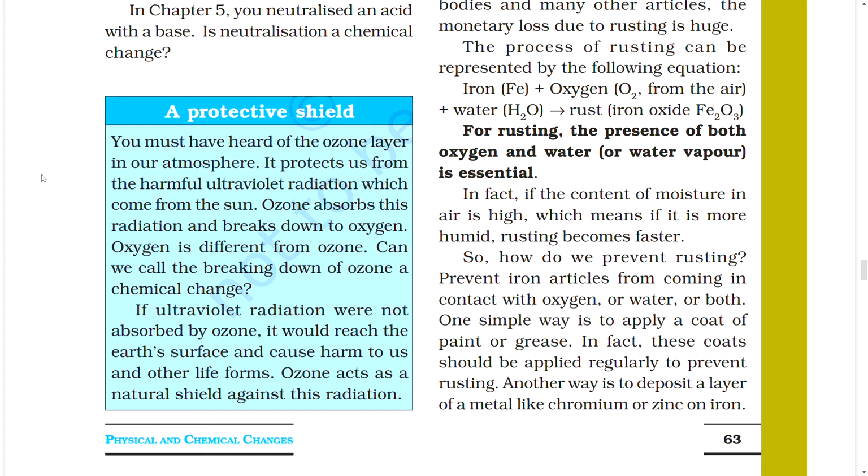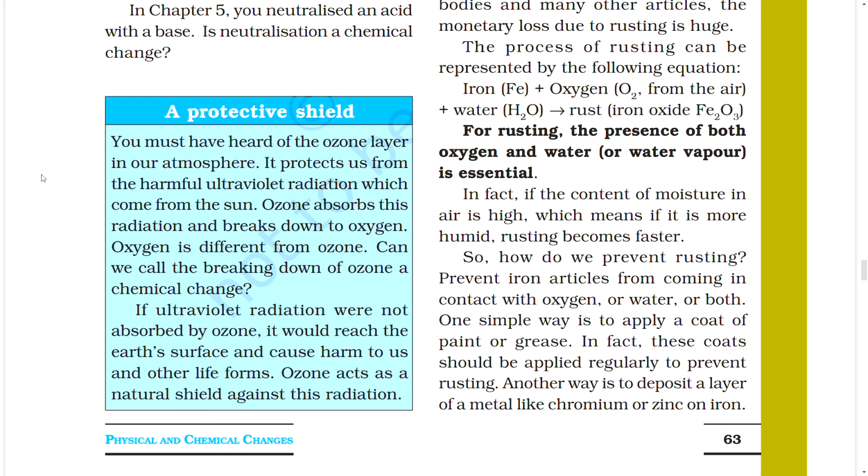It protects us from the harmful ultraviolet radiation which comes from the sun. Ozone absorbs this radiation and breaks down to oxygen. Oxygen is different from ozone. Can we call the breaking down of ozone a chemical change?